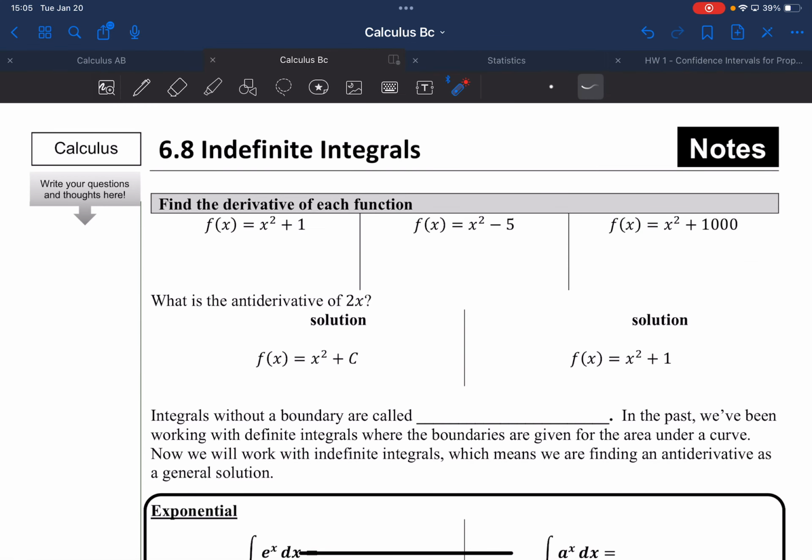Okay, so 6.8 is looking at indefinite integrals, which means we are no longer given any bounds. So this is where the plus c is going to become the most important here. In the first part, it says find the derivative of each function. So go ahead and take 20 to 30 seconds and find the derivative of those three functions.